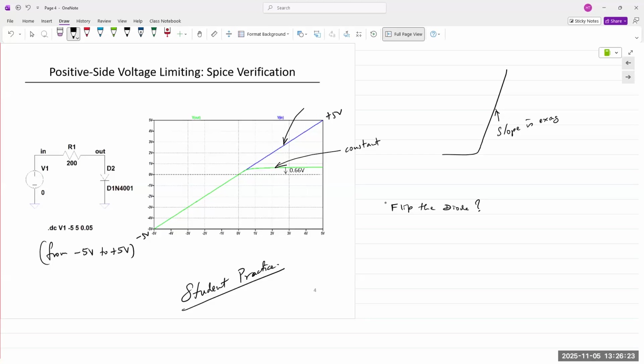So this creates positive voltage limiting, right? Because in the first quadrant, the only output we get is 0.66 volts. We won't get anything else. And so if you flip the diode, the result will be exactly the opposite, because it's now conducting in the negative range, and the positive range is completely off.